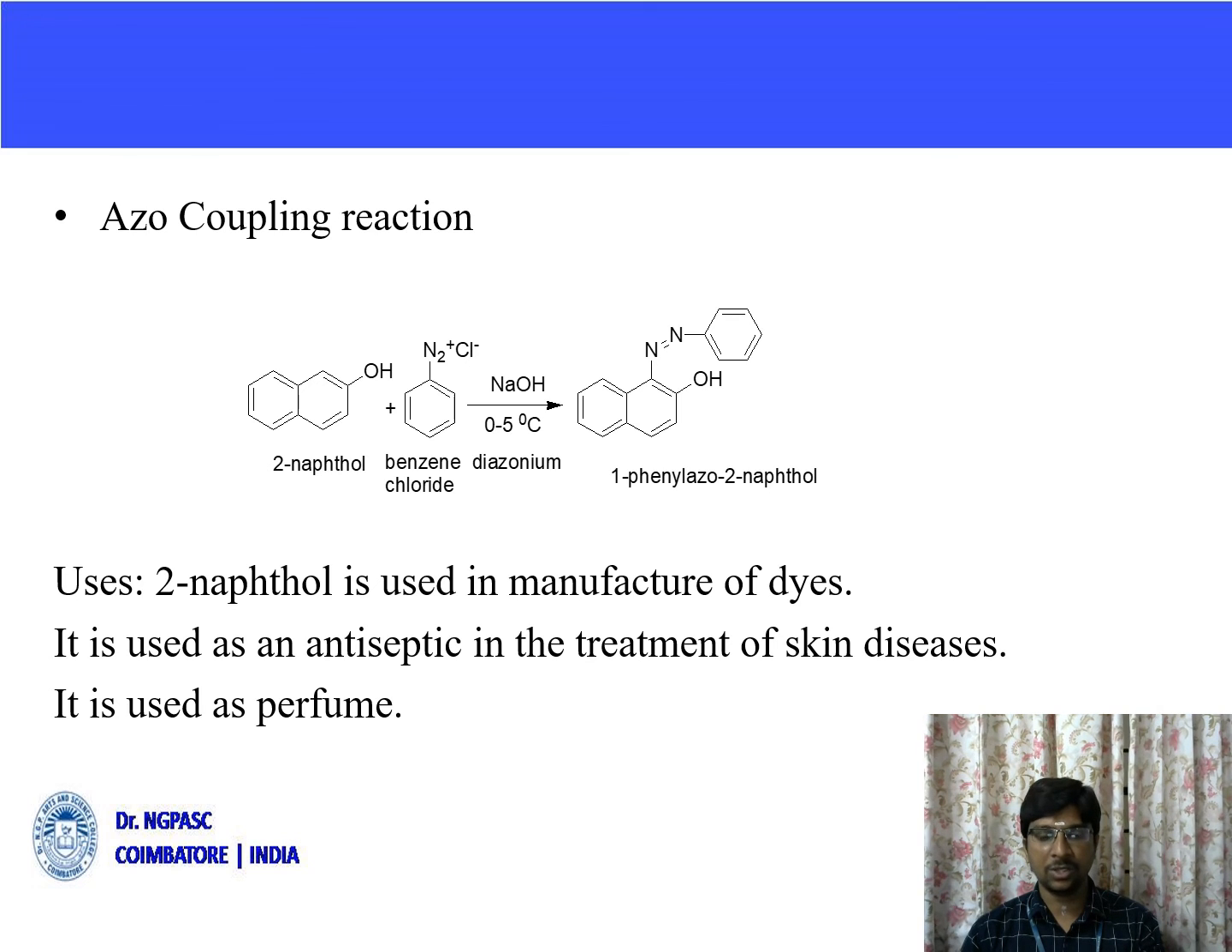And the last thing, uses. The 2-naphthol is used in the manufacture of dyes. We have already discussed that 1-naphthol also can be used in the manufacturing of dyes. And the second use, it is used as an antiseptic in the treatment of skin disease. And the 2-naphthol is one more useful thing for preparation of perfume. That means the 2-naphthol is used as a perfume.